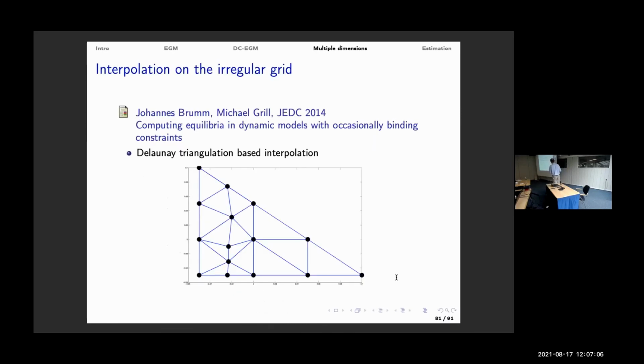Prum and Grill have a paper on computing equilibrium dynamic models with occasionally binding constraints. I think they are looking at general triangulation as well, and so it can be used in modeling. It's just more costly, right?